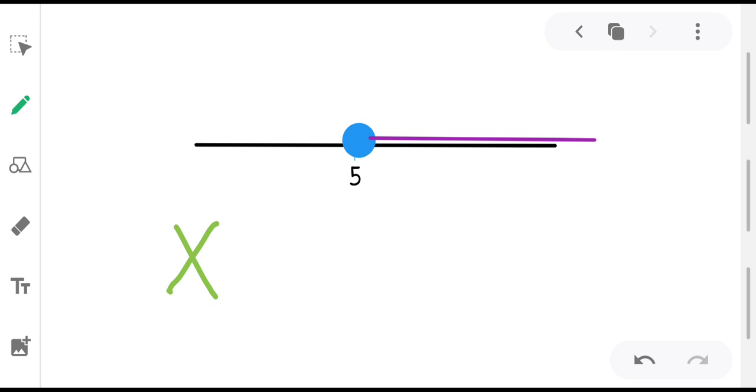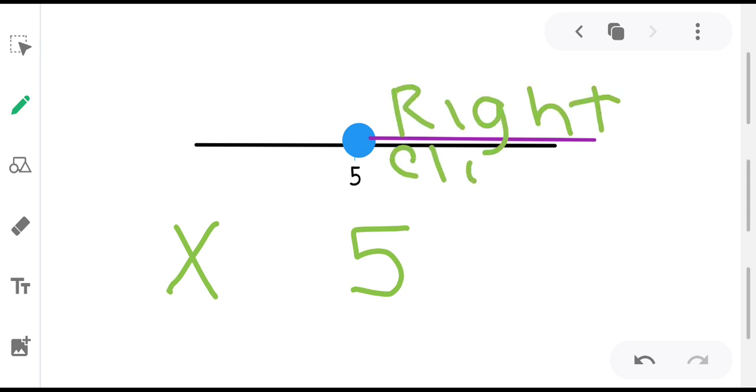And then the next easy part is to look at the number you're at. You're at the number 5. So I'm going to write 5 here, leaving a space in the middle. And the next thing you have to look at is, do I have an open or closed dot, and which way am I going? I notice I'm going to the right. And I notice I have a closed dot.